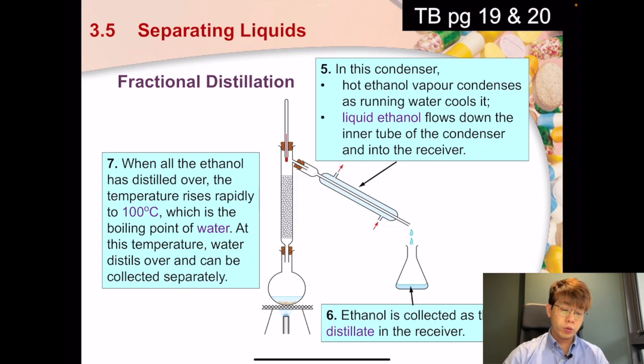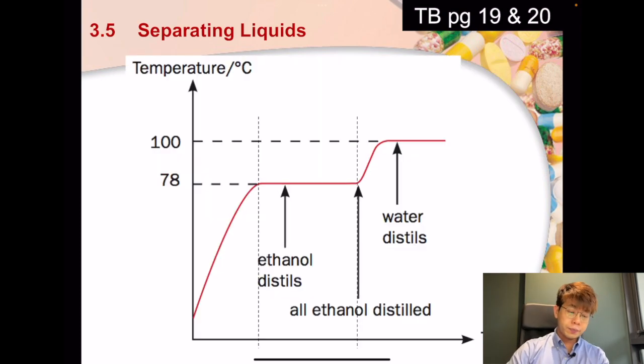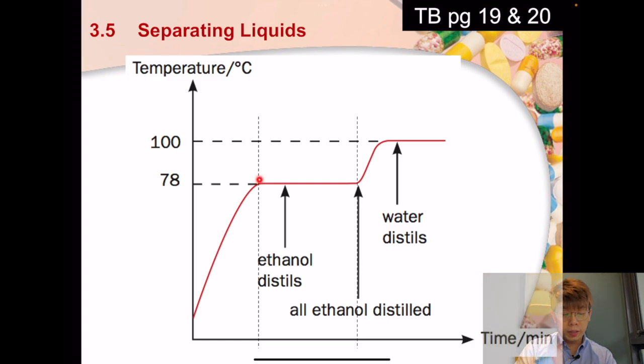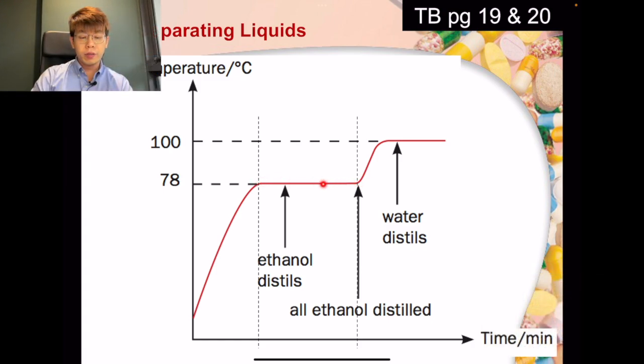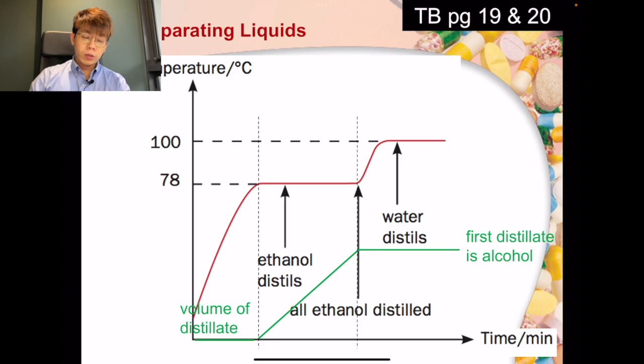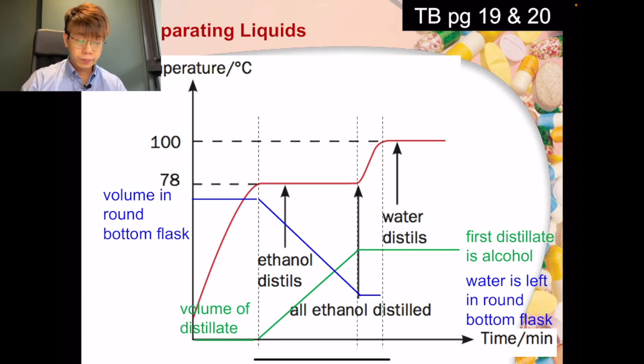So how does the graph look like? The graph looks like that. First the thermometer measures until it reaches 78, which is the boiling point of ethanol, and ethanol will start distilling. That's why it remains constant. Only after all the ethanol has boiled over will it start increasing to 100, and that's when the water will start to boil and distill. The volume of the distillate only starts increasing when the ethanol starts distilling first, and ethanol is collected as the first distillate.